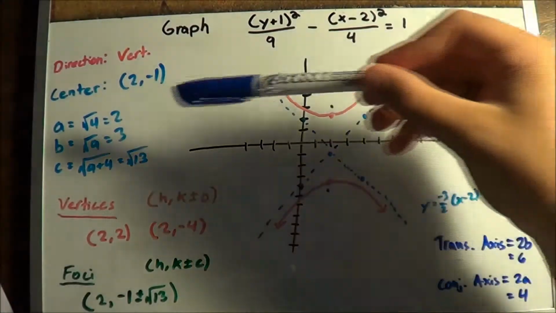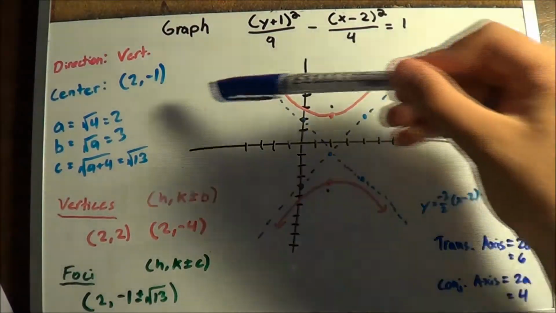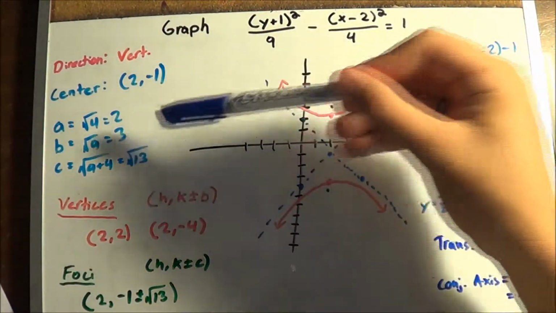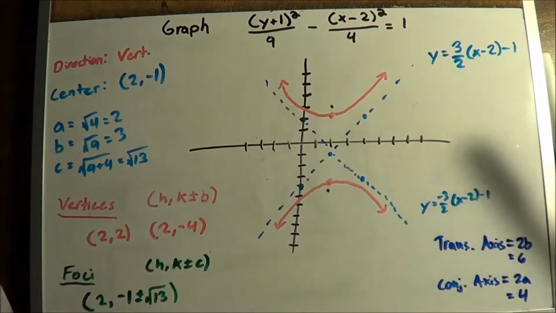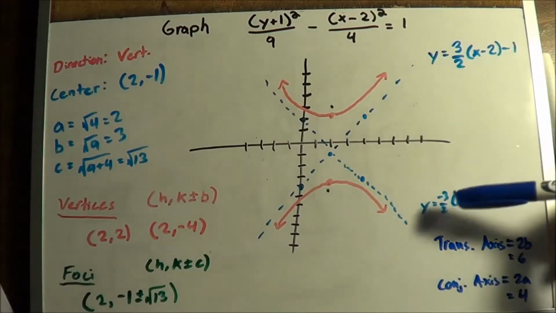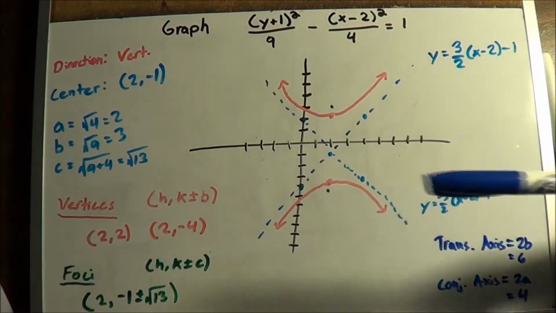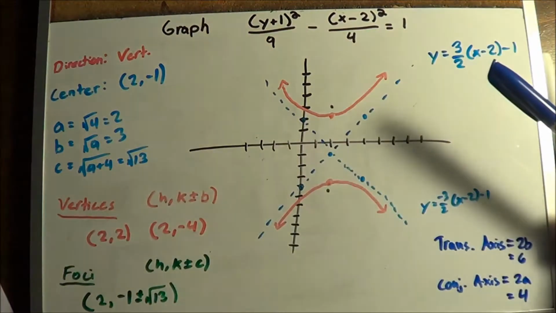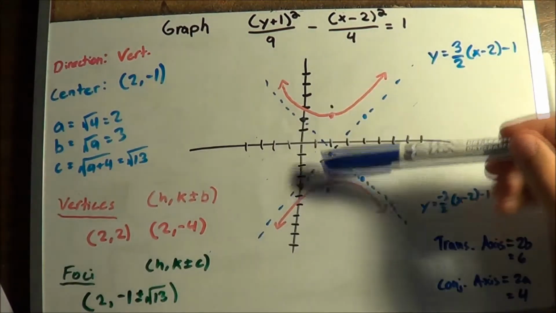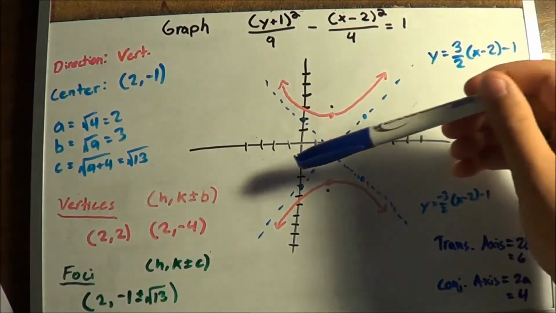Everything else has to do with values of a and b. Solving for the square roots, we get a to equal 2 and b to equal 3. That means the asymptotes have slopes of plus or minus 3/2. We can also find c, the focal distance, by taking the square root of 4 plus 9, which is the square root of 13. The transverse axis is the vertical one, making it 2b, and the conjugate axis would be 2a.